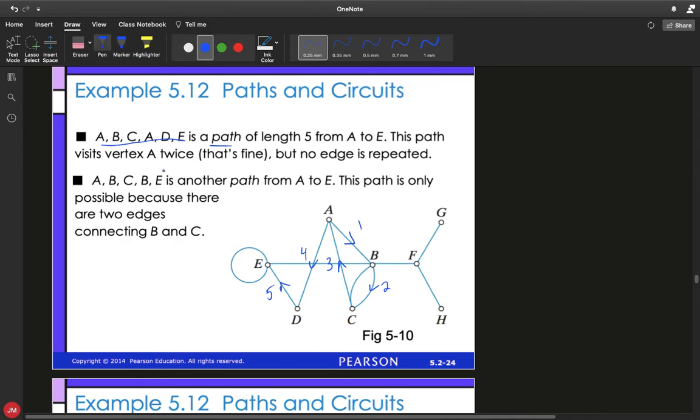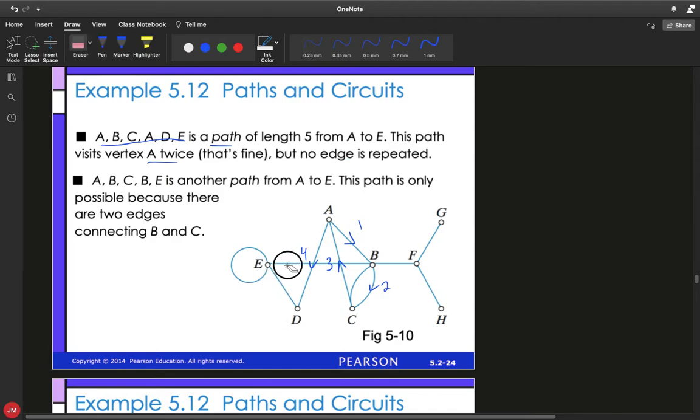Now notice that this went to the vertex A twice, and that's okay, just as long as no edge is being repeated. So you can't go on an edge more than once, kind of like our bridge example. You couldn't go over a bridge more than once, but it's okay to end up at a point more than once.